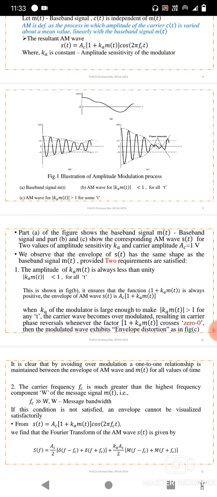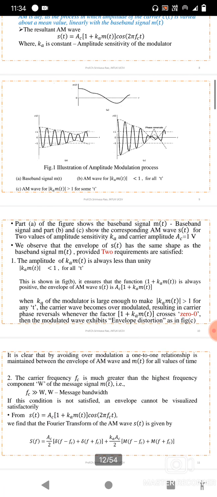That is shown in figure D. Because of this, 1 + Ka m(t) is always positive. The value is always positive. Then the envelope of the AM wave is Ac [1 + Ka m(t)]. Here Ac is the carrier amplitude, which is 1 volt. So Ac [1 + Ka m(t)] is what figure B represents.